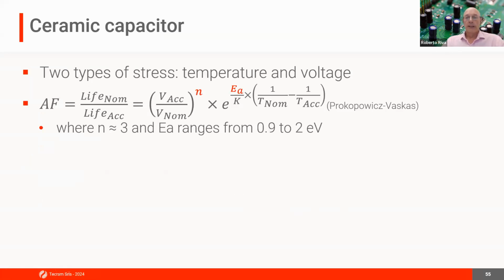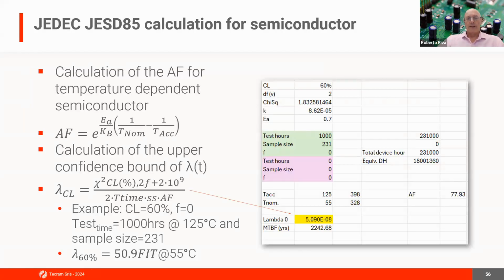So this is the model. It's called the Prokopowicz-Vasquez model, and essentially it is a power law on voltage and an exponential on temperature. For capacitors, n tends to be around 3, although we've seen some cases of 2. The activation energy instead varies quite a bit, from 0.9 to 2. We reproduced a calculation for semiconductors, not capacitors, just to have a better grip of the method.